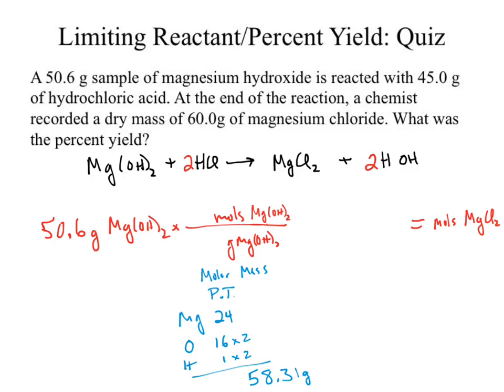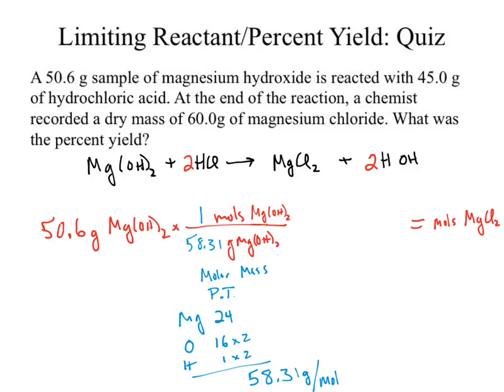That is grams per mole. It's a conversion factor. I can now say that I've got 58.31 grams per 1 mole of magnesium hydroxide. That's what that unit gives us. Okay, it's not just grams, it's grams per a mole of that species.